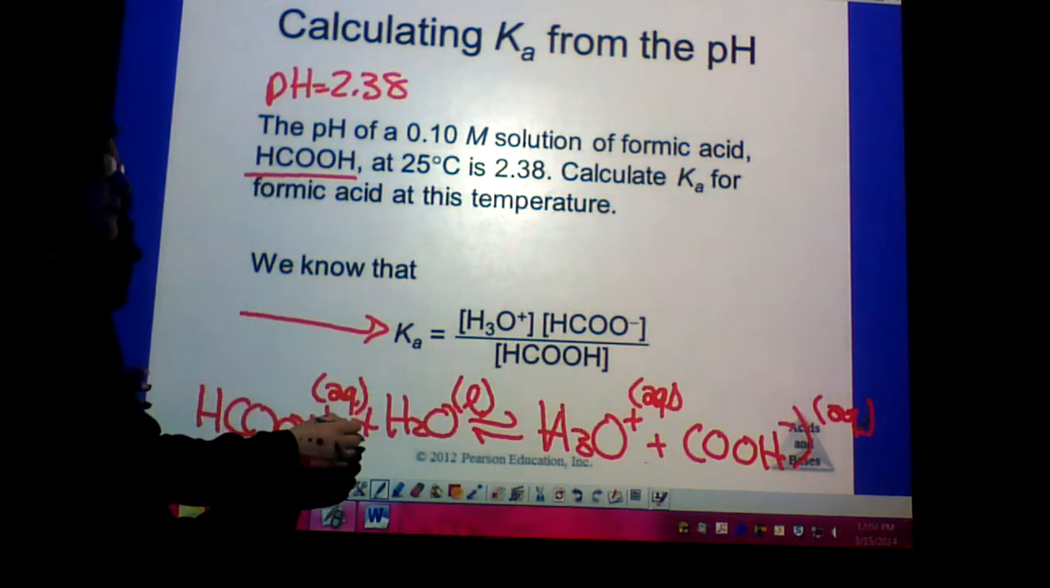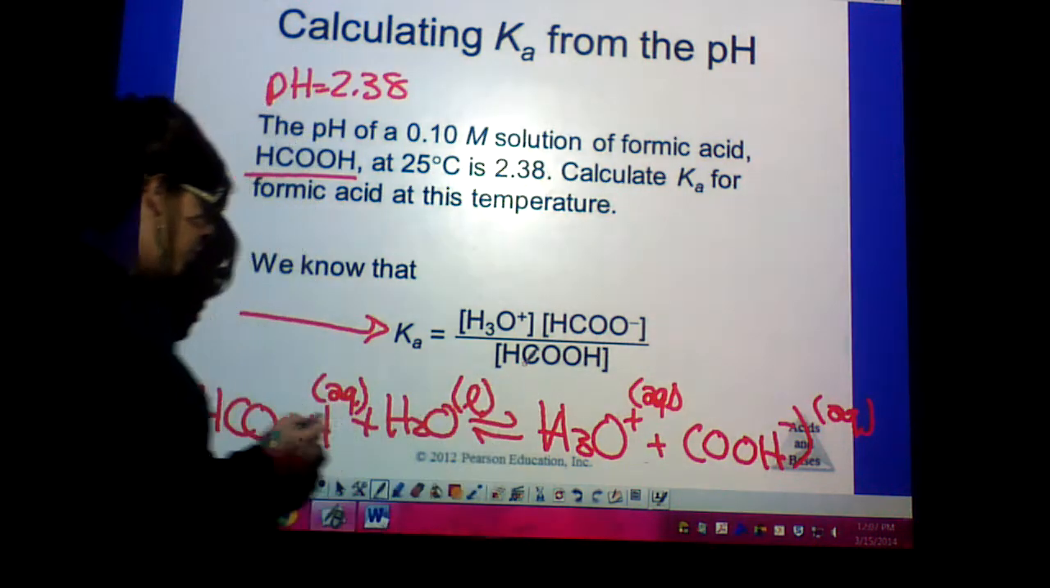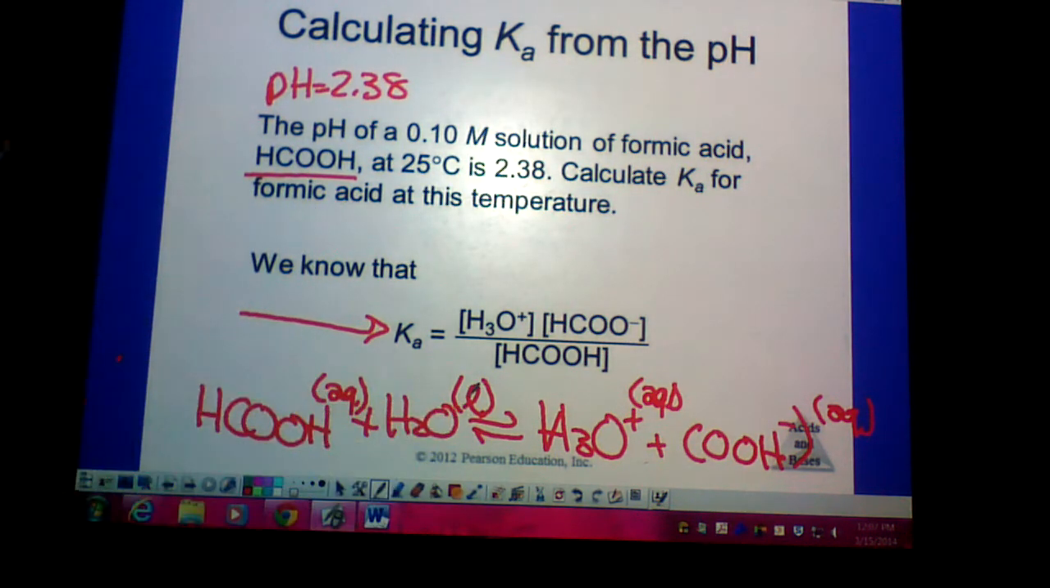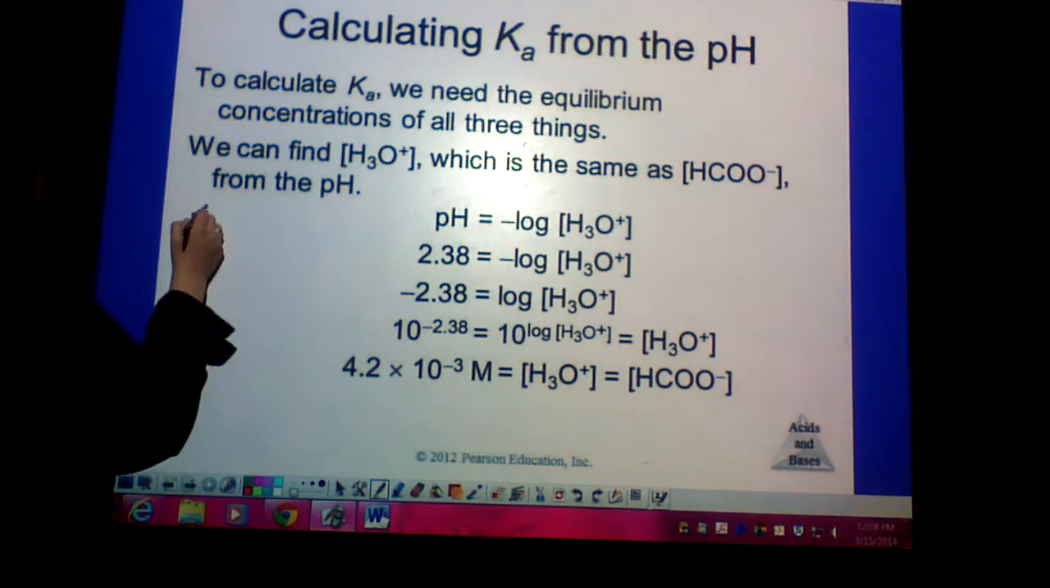So if I write my Ka, I have my products, the product of the products, H3O plus and HCOO minus, over my reactant. I'm not including water because it's a liquid. So always write the reaction first. Any step, reaction first. Then we're always going to write the equilibrium expression for Ka. So this is calculating Ka from pH. First step, reaction. Second step, Ka. Next, to calculate Ka, I need to know the equilibrium concentration of a couple different things. First of all, they told me in the problem that we're at a pH of 2.38. So this was given to me.